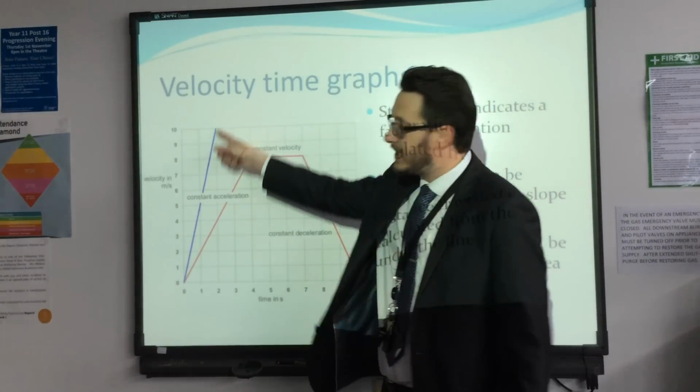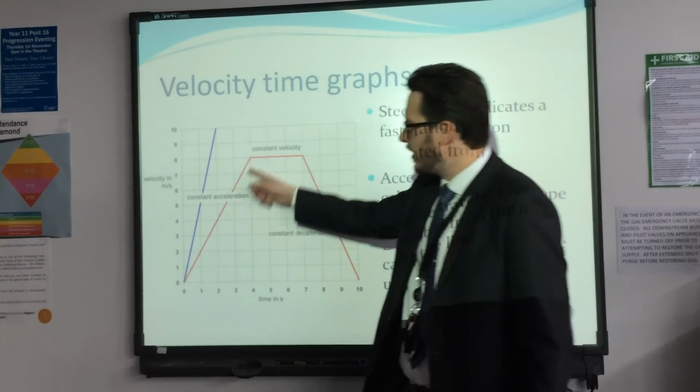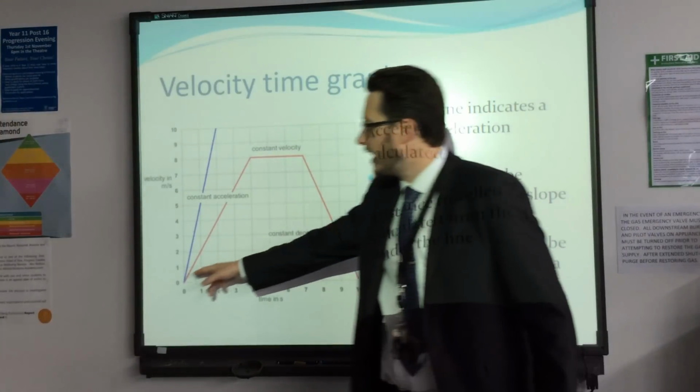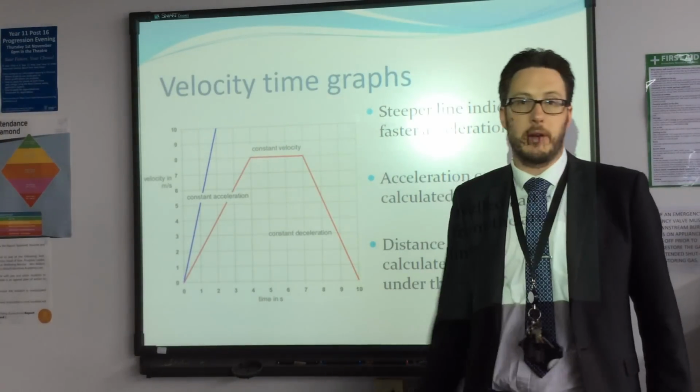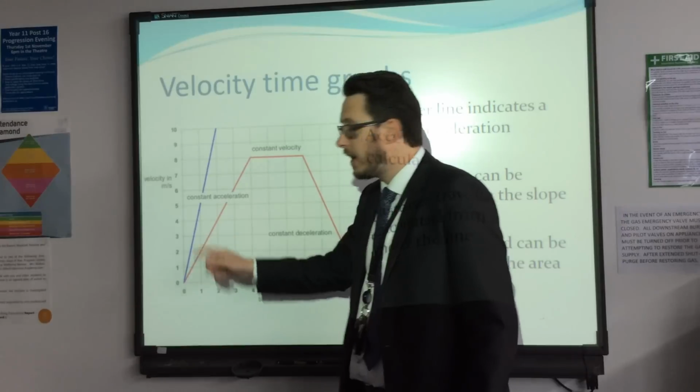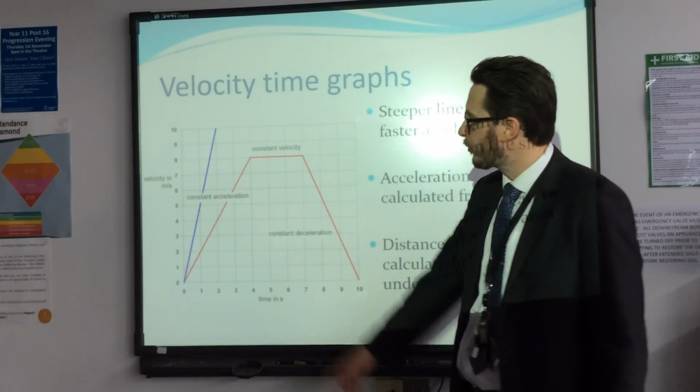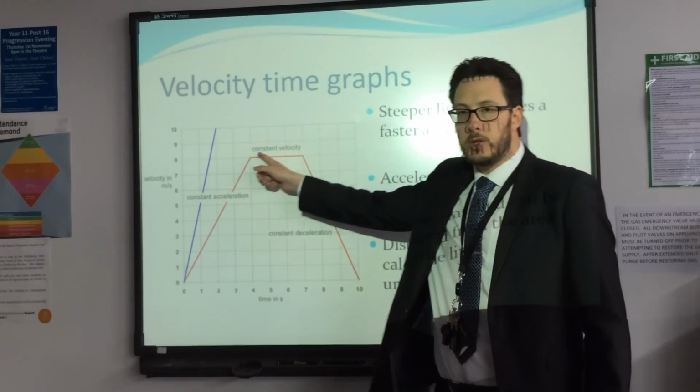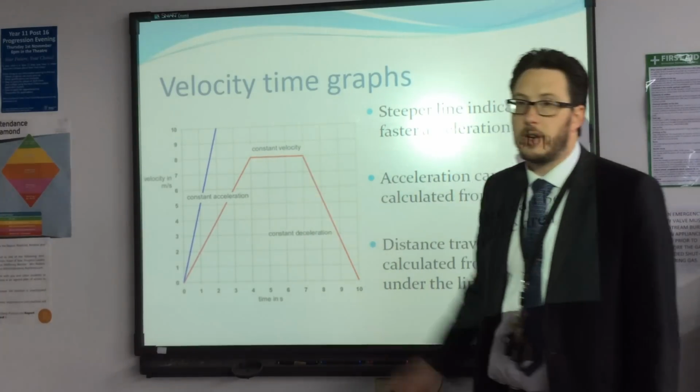This line in blue is accelerating faster than the object in red because it reaches a higher velocity in a shorter period of time. So therefore, the steeper the line, the faster the acceleration. If it is a flat horizontal line, then it shows constant velocity, i.e.